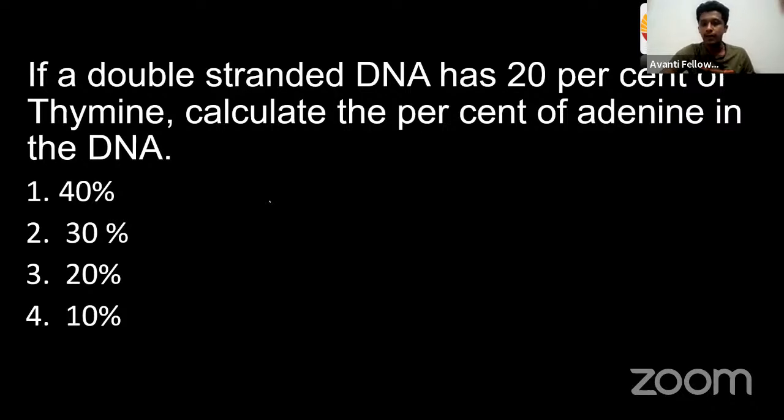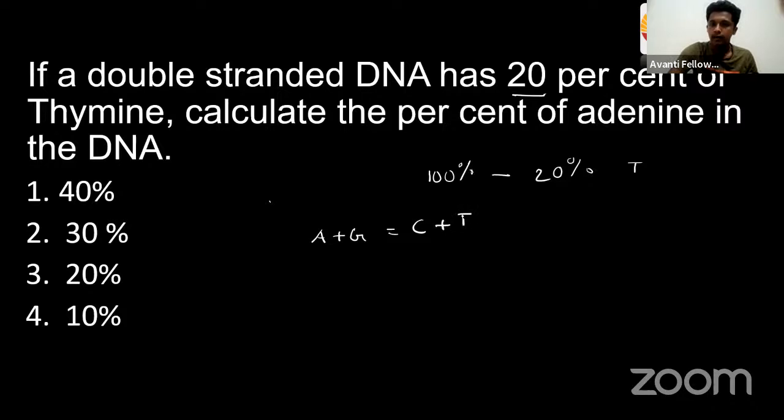They've told us that it is 20% thymine, right? So if we take 100% of the DNA, 20% is thymine. What is our formula? Adenine plus guanine is equal to cytosine plus thymine. There is a very small trick here. If thymine is 20%, thymine always goes with adenine. So adenine should be how many percent? This is the first trick. Adenine will also be 20%.